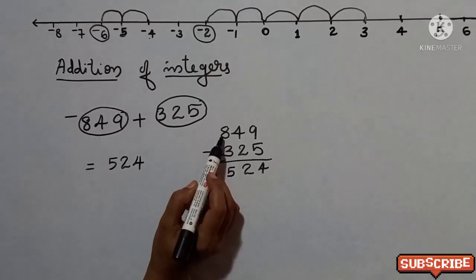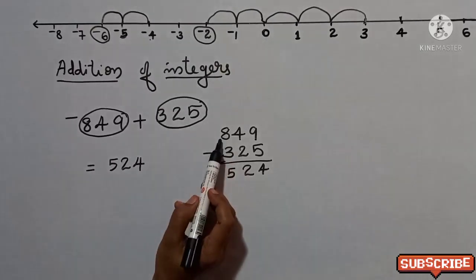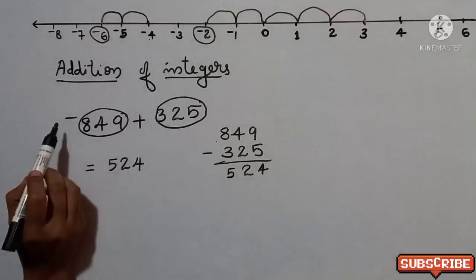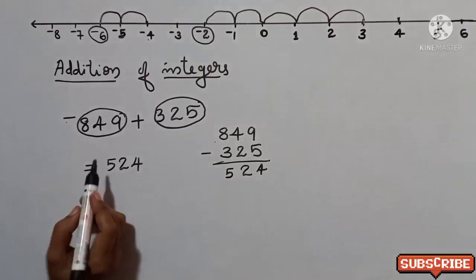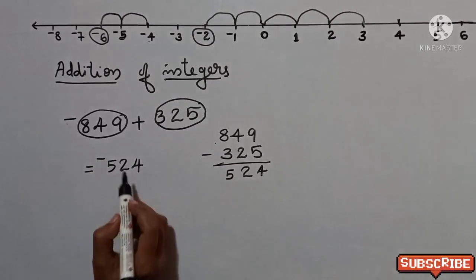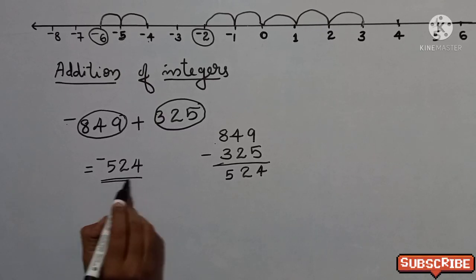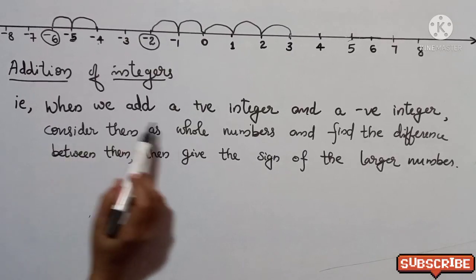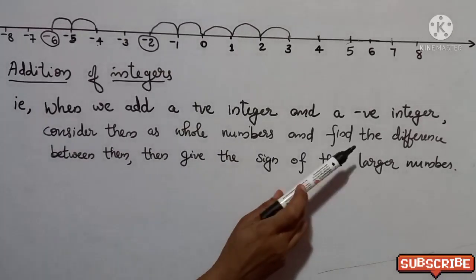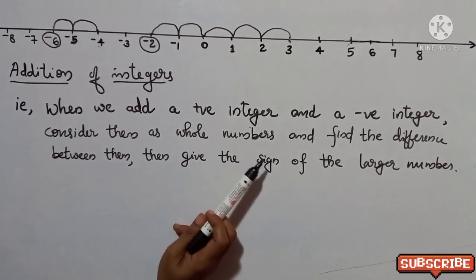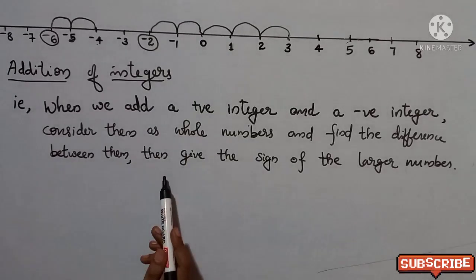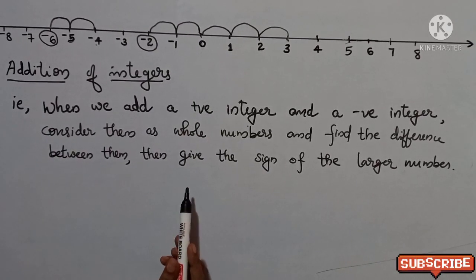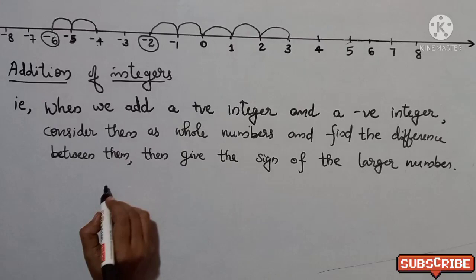And here we have seen first one 849 is the larger number which is having the symbol negative. So definitely we have to give that minus symbol here. Answer is minus 524. That is, when we add a positive integer and a negative integer, consider them as whole numbers and find the difference between them. Then give the sign of the larger number. I'll show you one more example.